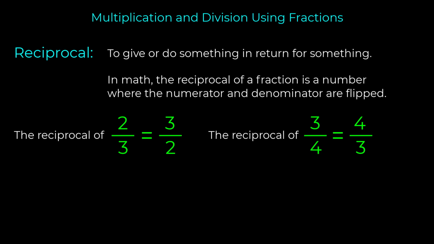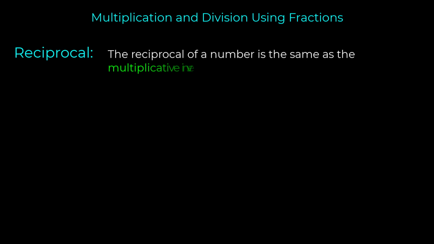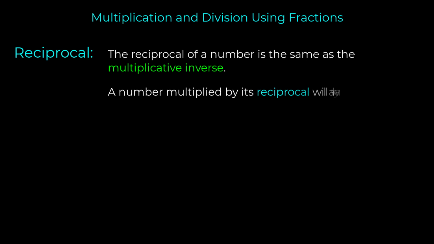We can talk about the reciprocal of an integer like 3, since we can express 3 as the equivalent fraction of 3/1, and then flip the result to get the reciprocal of 1/3. The reciprocal of a number is the same as the multiplicative inverse that I discussed in video number 6. In other words, a number multiplied by its reciprocal will always equal 1. Here's the reason I bring all of this up.